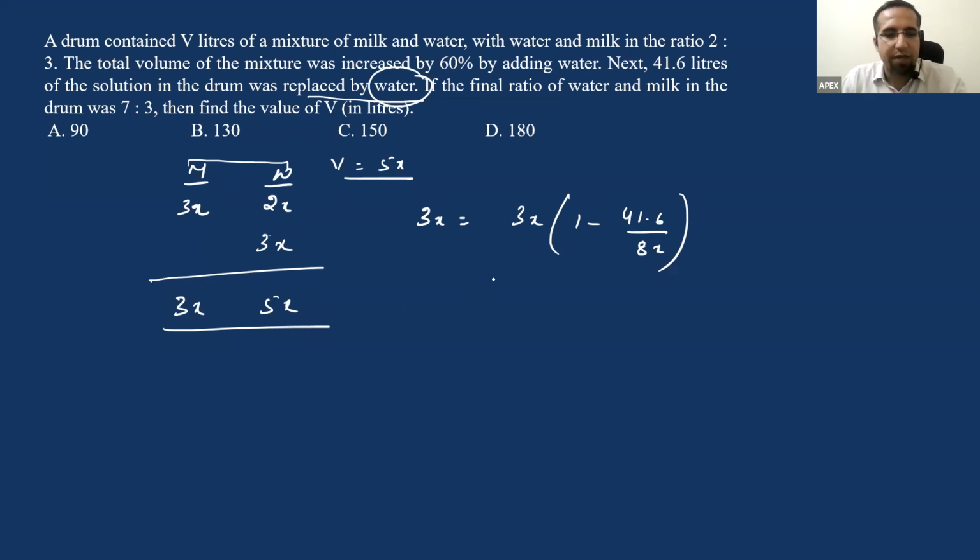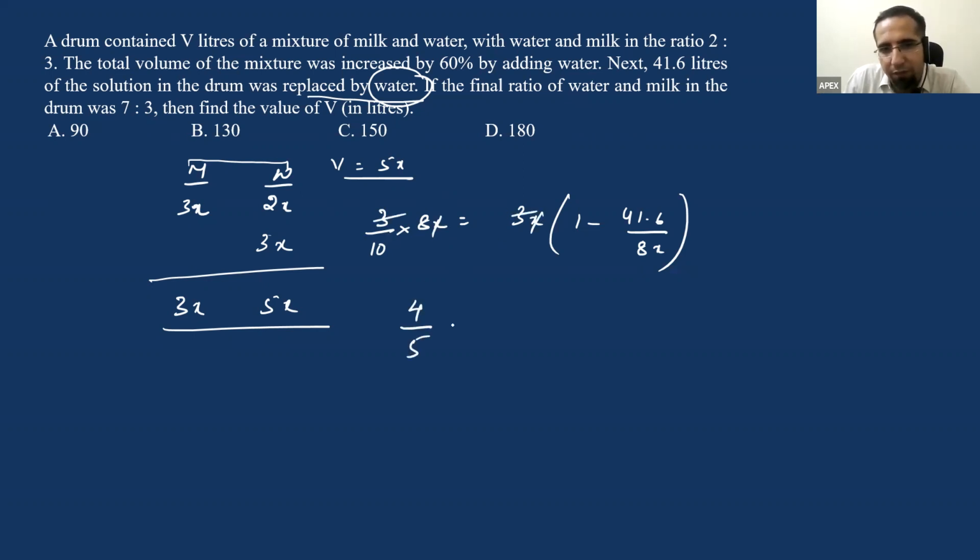Clear, guys? 1 second. Sorry. Yeah. So I have 7x and so 3x is the initial quantity of milk. Now, what is the final quantity of milk? The ratio of water and milk is 7:3. So please understand, milk will be 3 by 10 of the total initial quantity only. That is 8x because 41.6 is taken out and 41.6 is replaced.